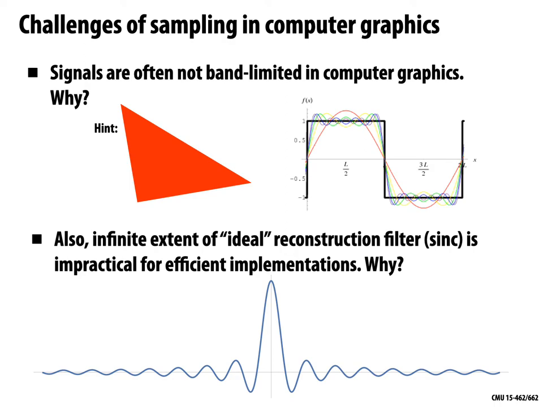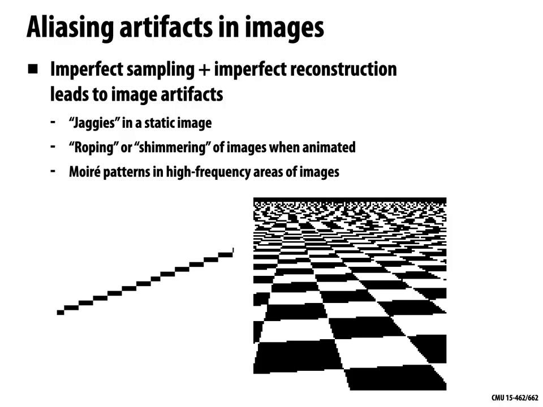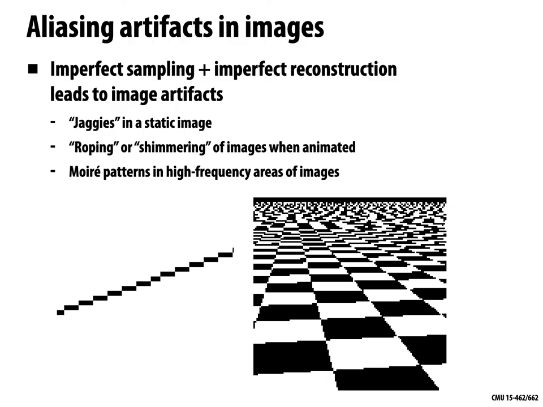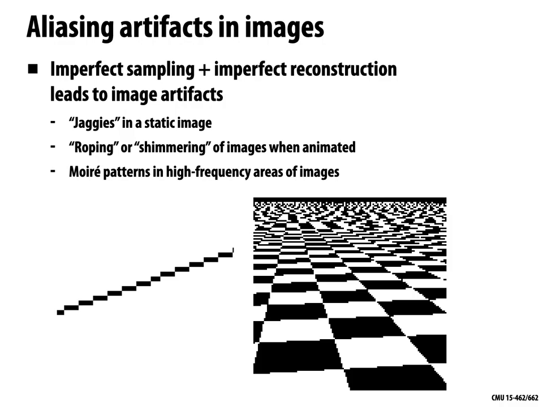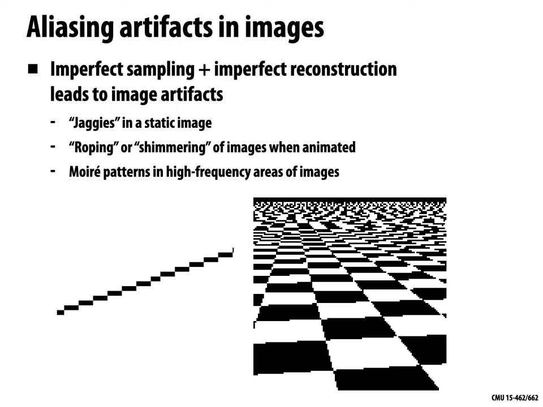Okay, so what does that mean? In practice, that means that things are going to go wrong, right? Imperfect sampling and imperfect reconstruction are a fact of life. And that means we're going to see artifacts in images. How do these manifest for things like the coverage of a triangle or sampling basic geometry? Well, really common artifacts in graphics are, let's say, jaggies in a static image. If I draw a line segment, it has these jagged edges.